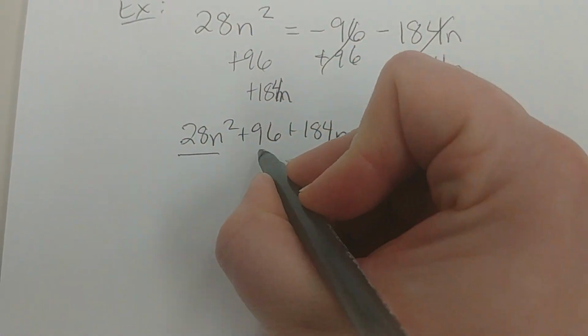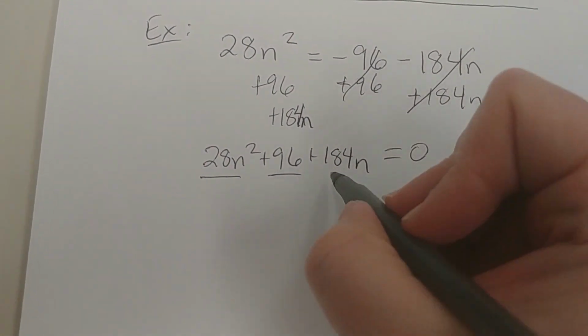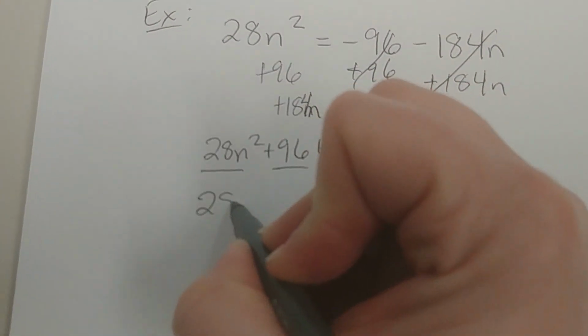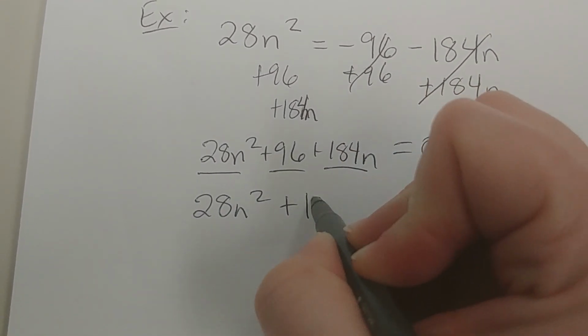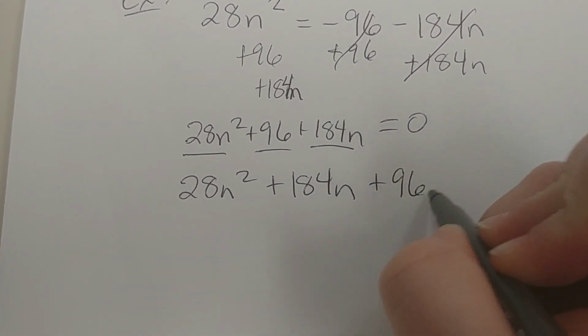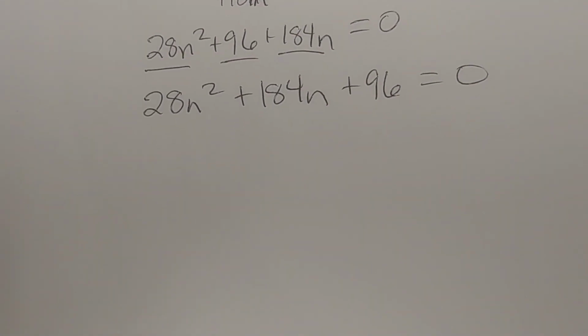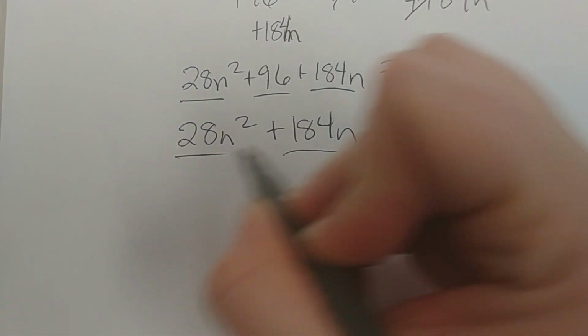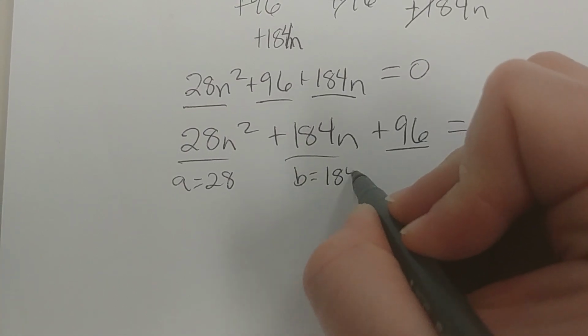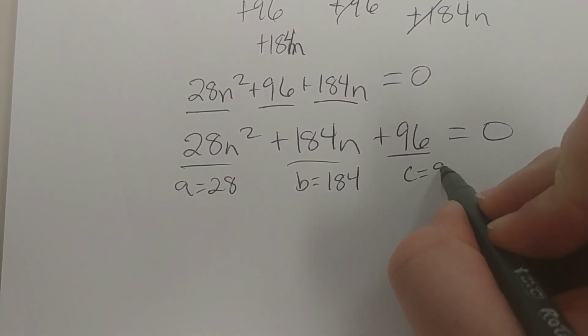So in order to do it, we have to know our A, our B, and our C. Oh, those are not in descending order. Quick change, I want them to descend, so I put n squared in and then my constant term. Then I can pull out A, B, C. So the A is 28, the B will be 184, and the C will be 96.